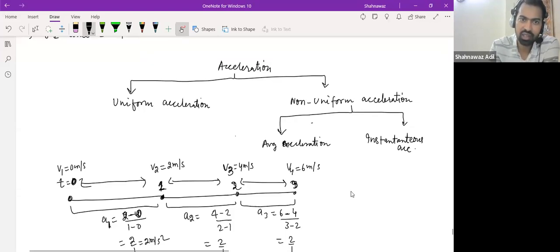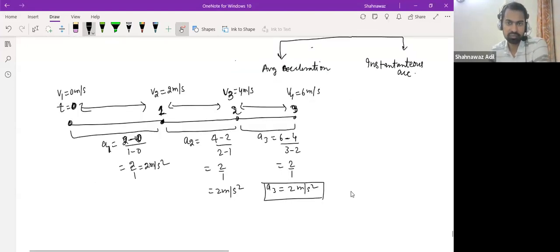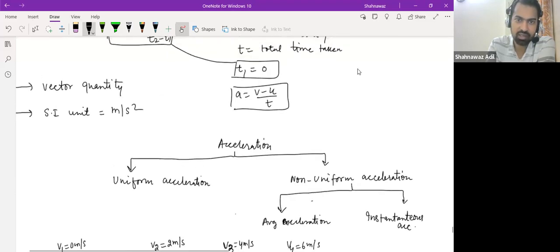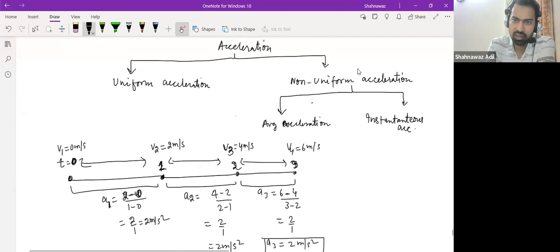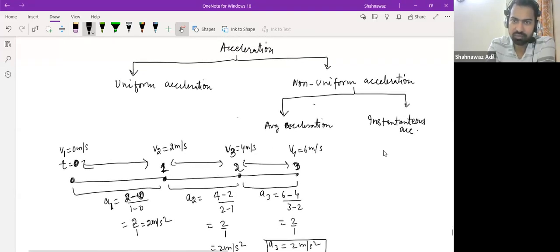Yeah, so this is called the uniform acceleration. Is that clear, guys? Yes, sir. Okay, so you guys write about this. Note down this, and then we'll talk about the next part.